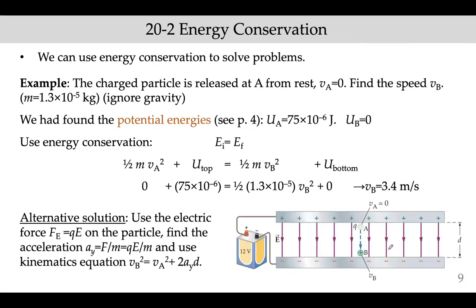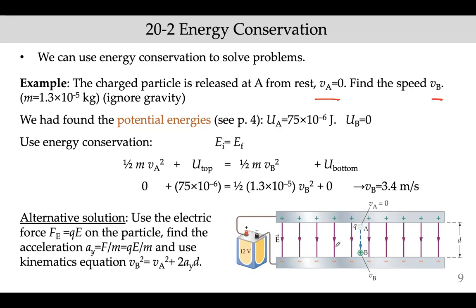Okay, let's now solve an example where we can use potential, the conservation of energy. So in this example, we have a charged particle, and it's released from point A at rest. So its initial speed is 0. Find the speed VB. So this particle is positively charged.